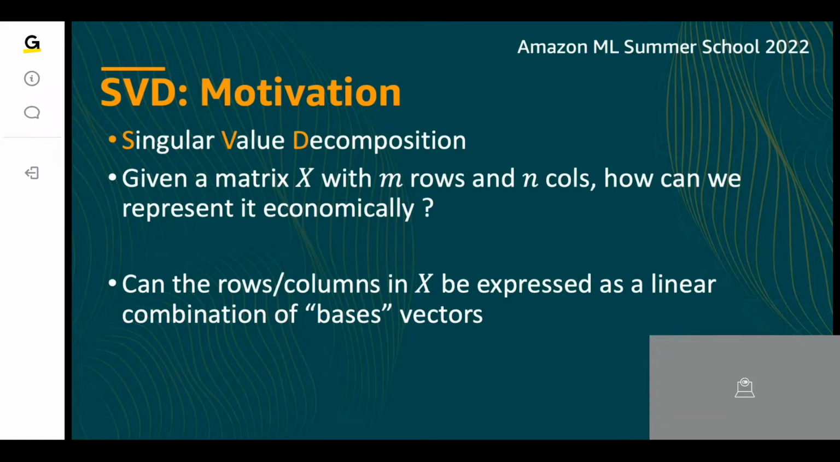the link graph between various URLs. It could be the graph between various users at Amazon, various products at Amazon, and so on and so forth.